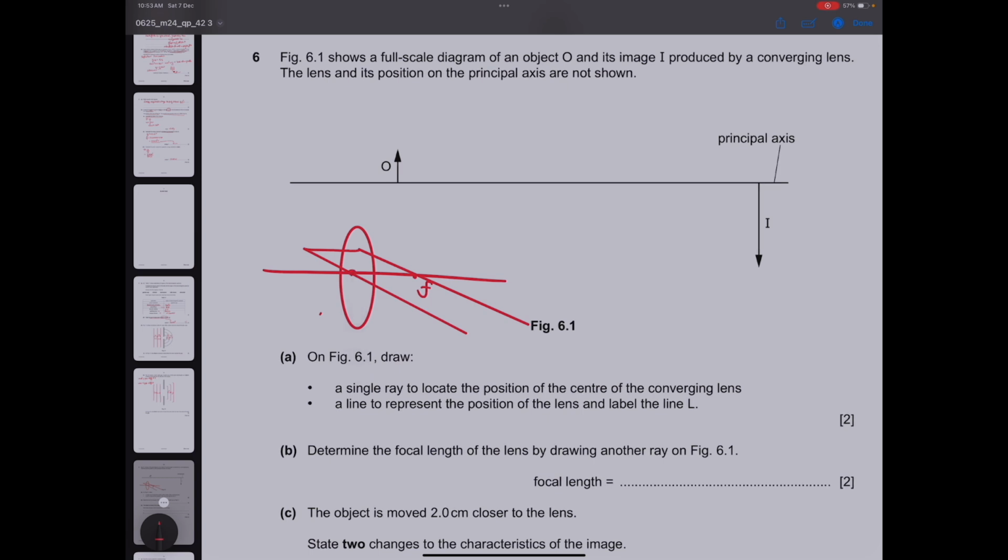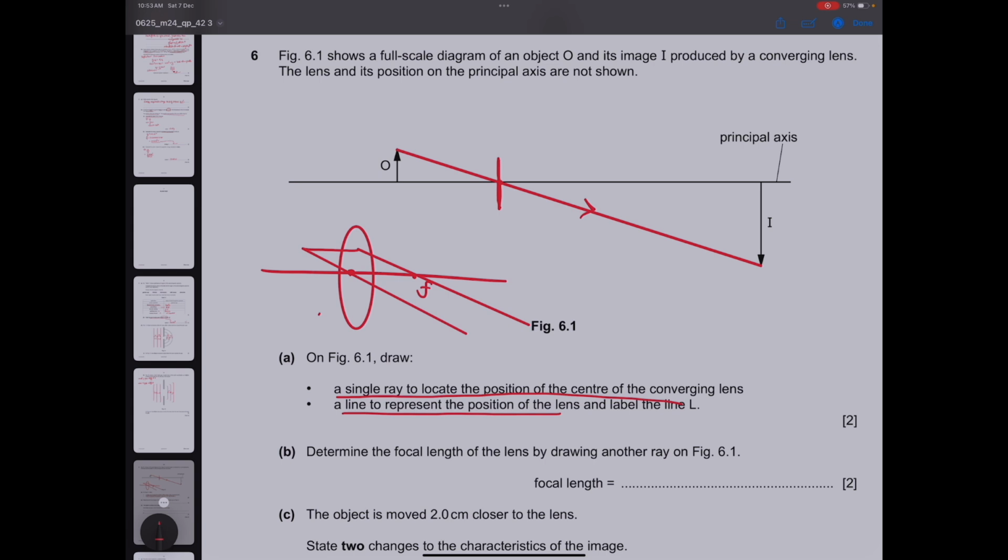All right. So what we need to do here is just join the tip of the object with the tip of the image like this. And here you can mention a line, or you can draw your lens if you want. So they've mentioned a single ray to locate the position of the lens. This is your ray. A line to represent the position. This is the line that I have drawn. So part A is done.